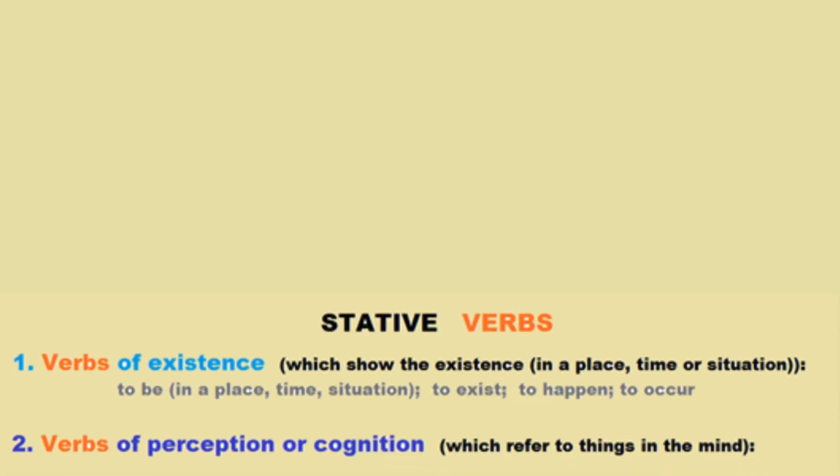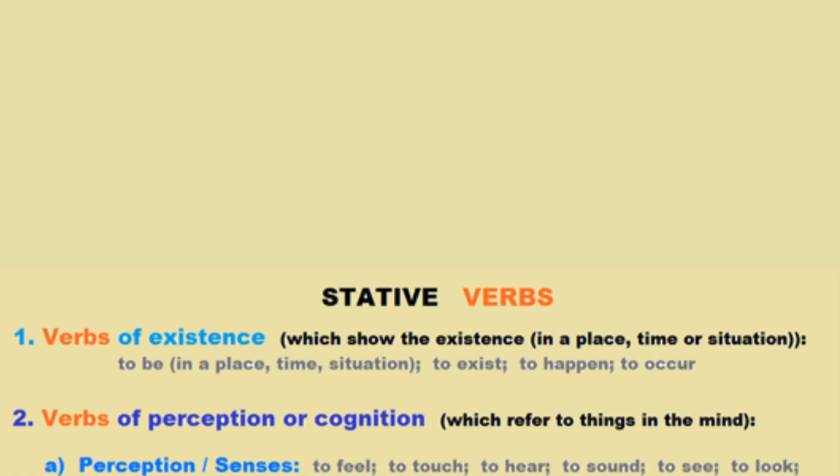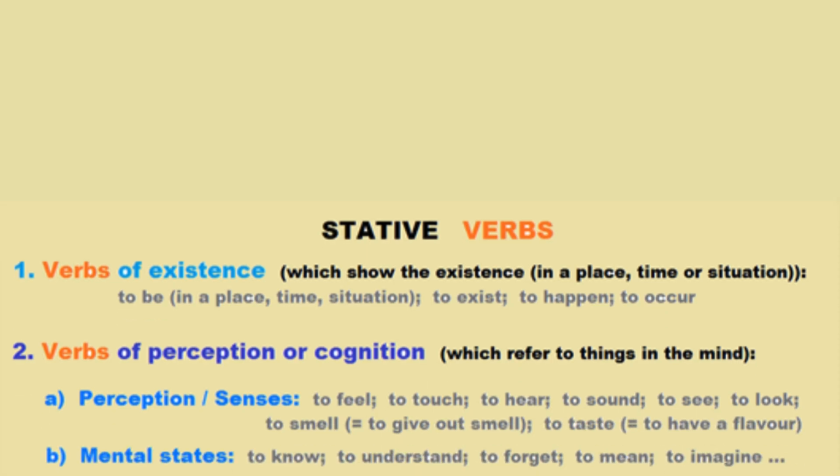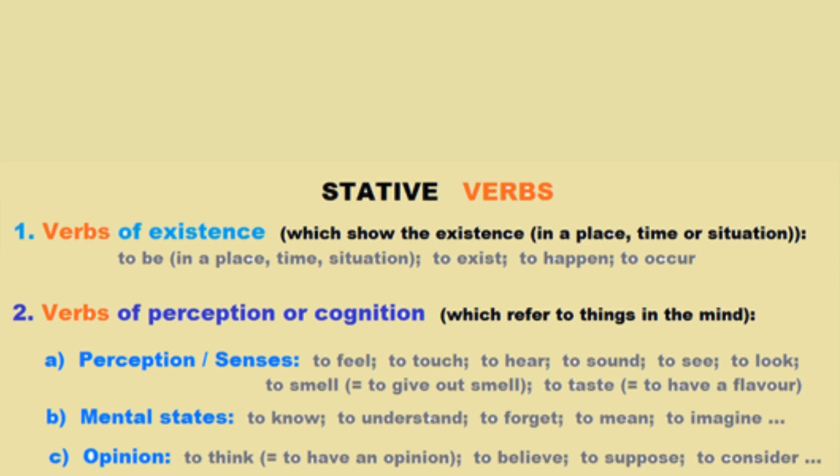Verbs of perception or cognition, which refer to things in the mind. Senses, perception: to feel, to touch, to hear, to sound, to see, to look, to smell, to taste. Mental states: to know, to understand, to forget, to mean, to imagine. Opinion: to think, to believe, to suppose, to consider.